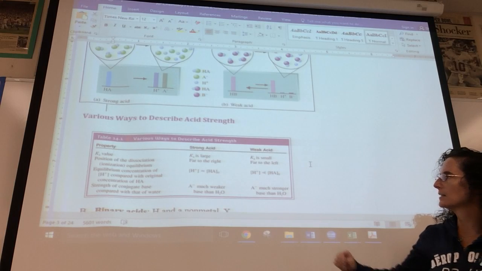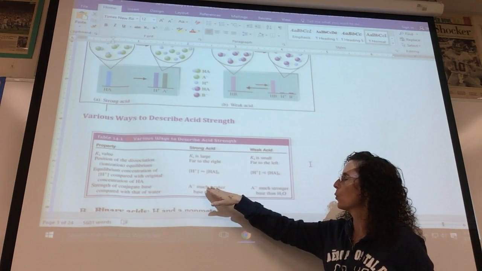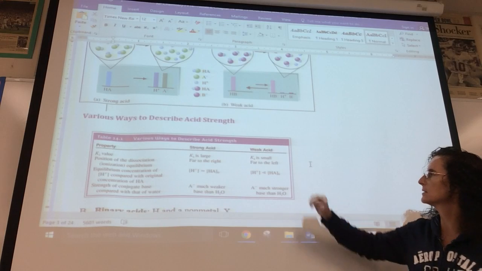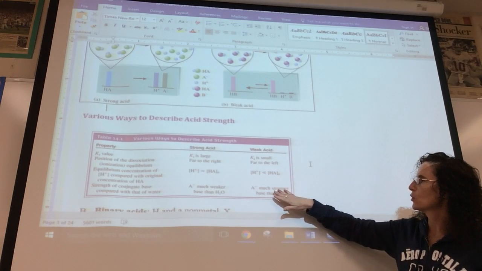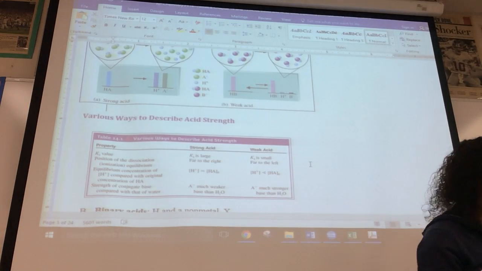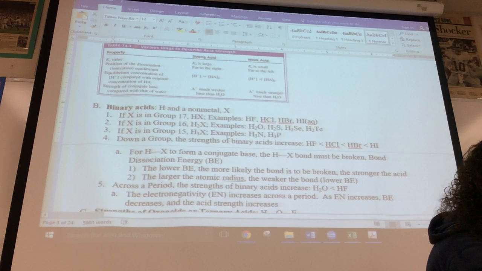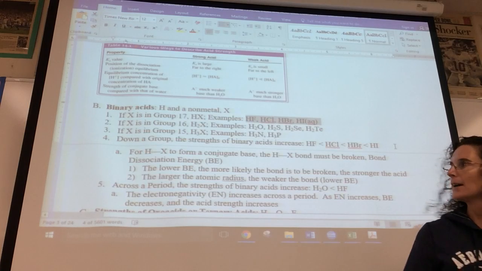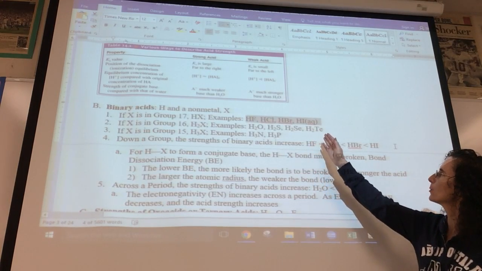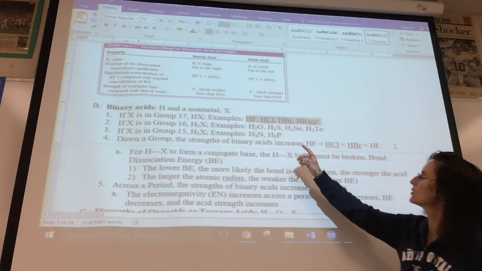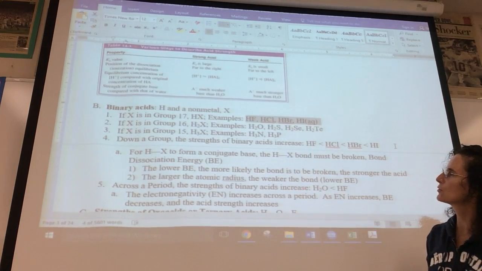What you'll also see is the stronger the acid, the weaker the conjugate base. The weaker the acid, the stronger the conjugate base. And you can compare that strength to water. So strong acid is far to the right because it ionizes completely. With your binary acids from group 17, hydrofluoric, hydrochloric, hydrobromic, hydroiodic, in terms of increasing acid strength.